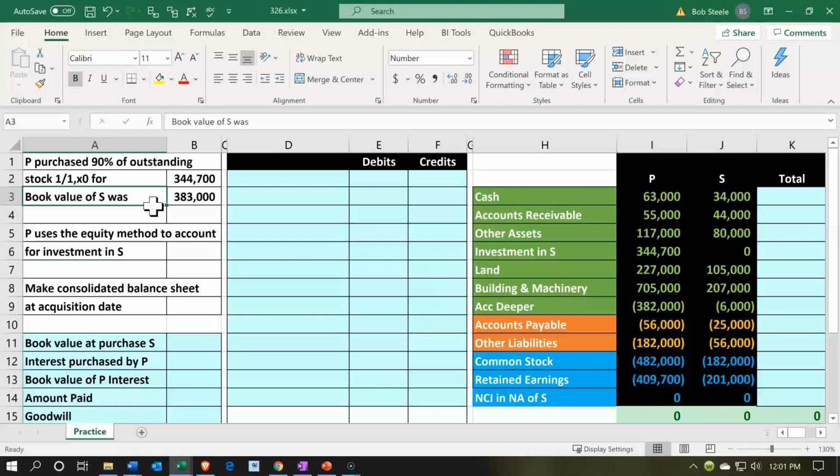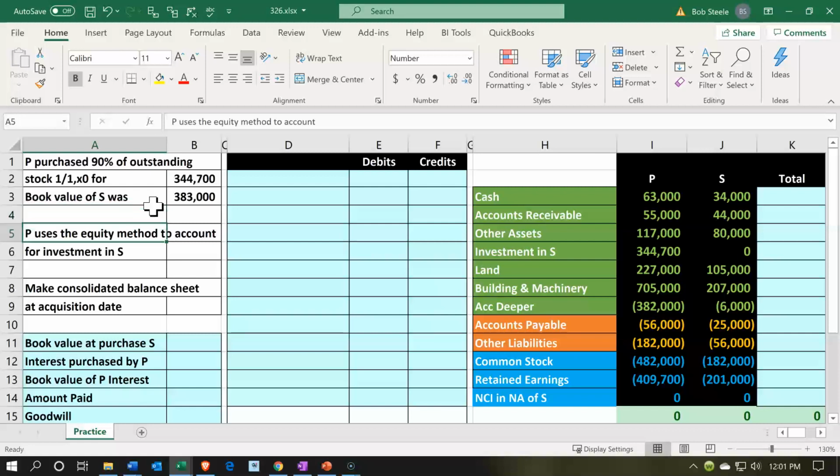The book value of S was $383,000. Key difference here from prior presentations, as we add differences and levels of complexity as we go, is that 90% was purchased. We still have a full year, however, we're going to do the consolidation as of the beginning of the year, right after consolidation, not as of the end of the year. There's no activity since the point of consolidation. Therefore, we're only going to be looking at basically balance sheet accounts.